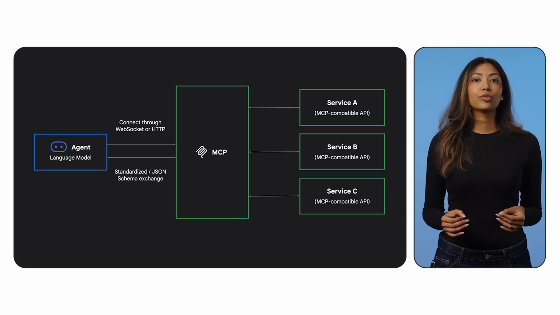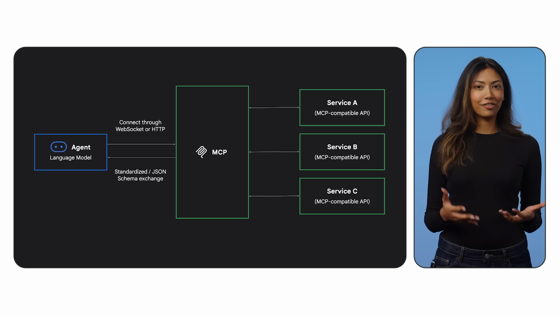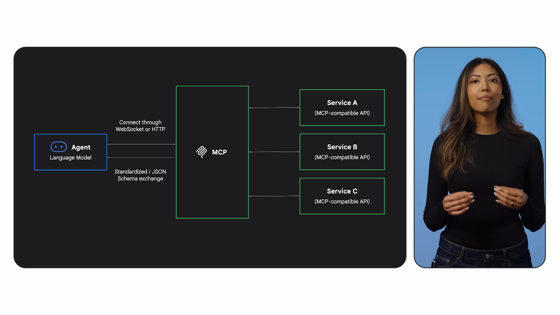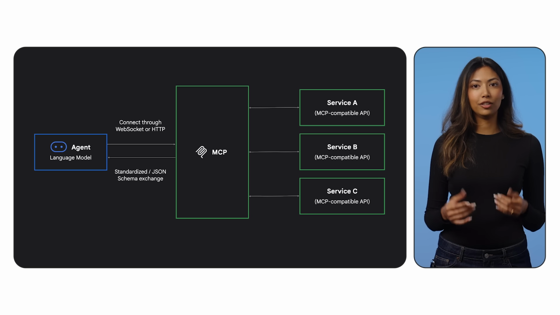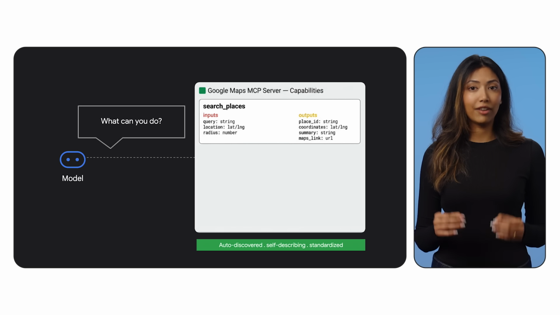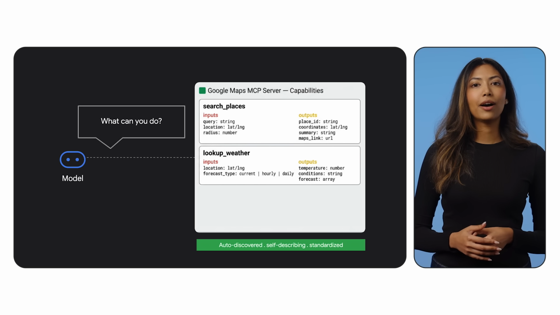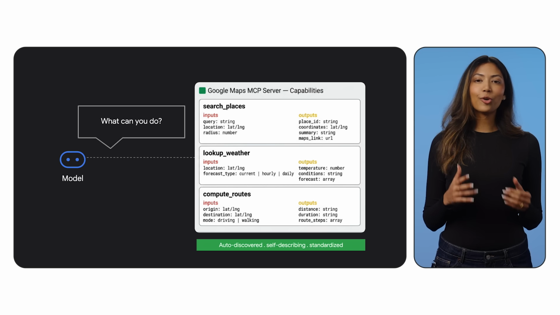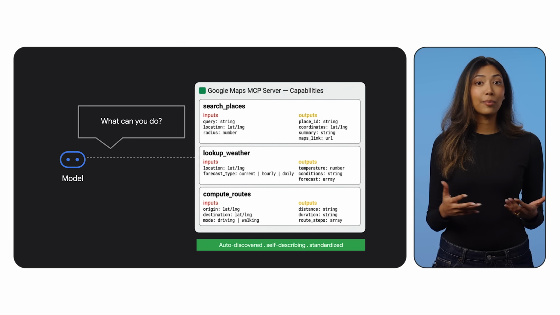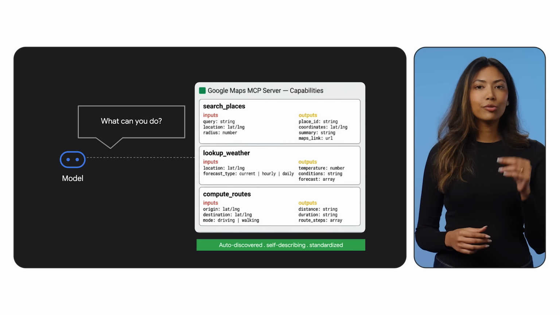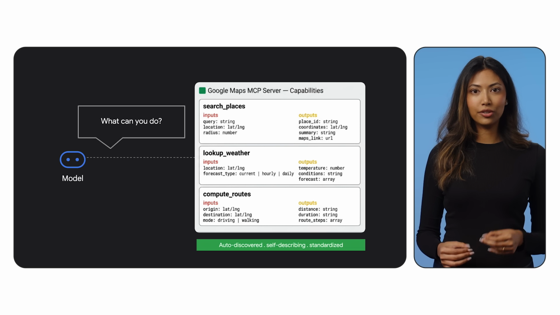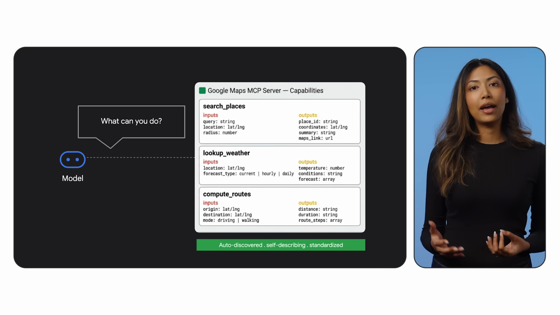The model connects to this server through a standardized interface like WebSocket or HTTP and receives metadata about the available resources. Once connected, the model can call these functions directly, not by guessing, but by using the metadata. It knows what inputs are required and what each field means, and what type of output to expect. The beauty is that everything is self-describing. You don't have to prompt engineer the schema or reformat responses.